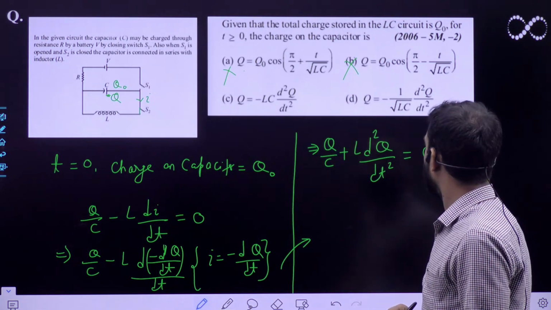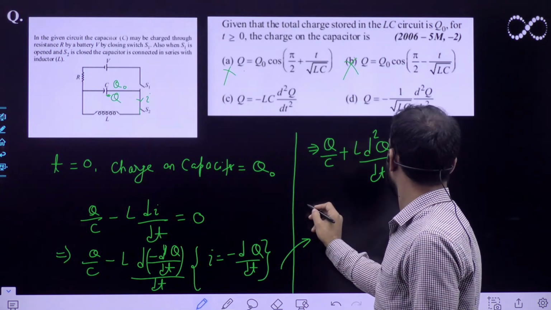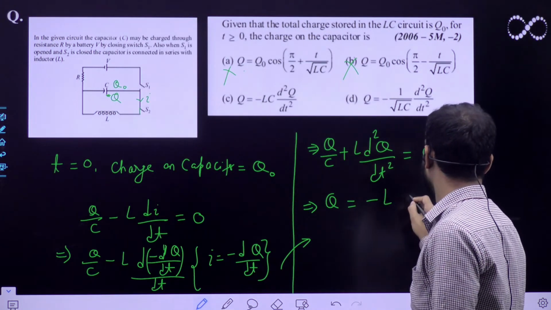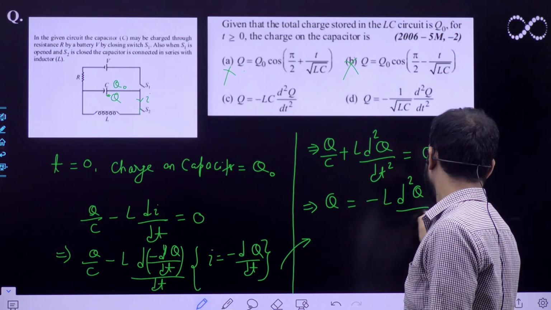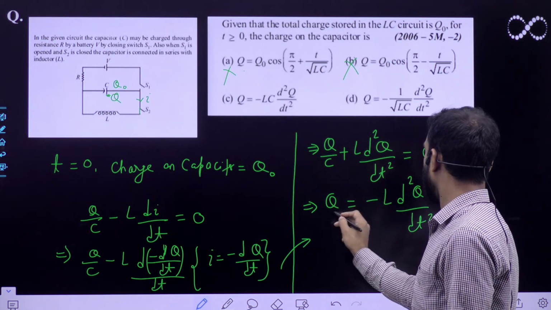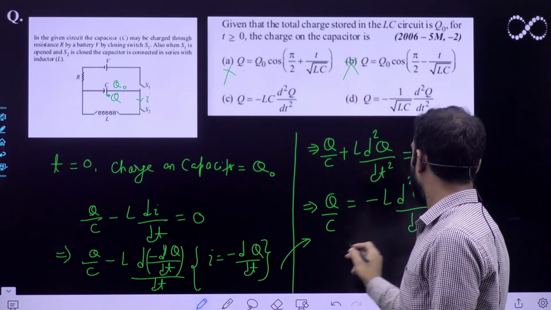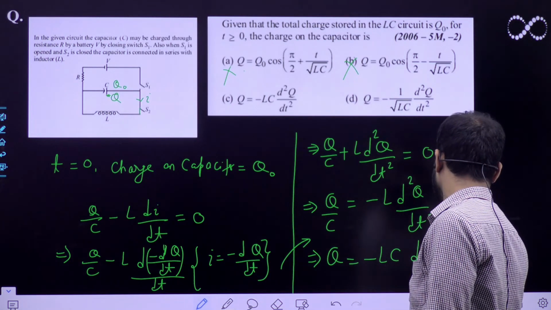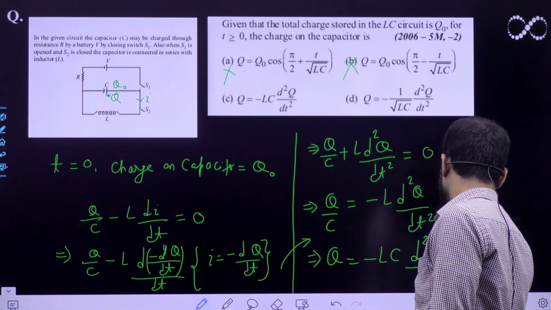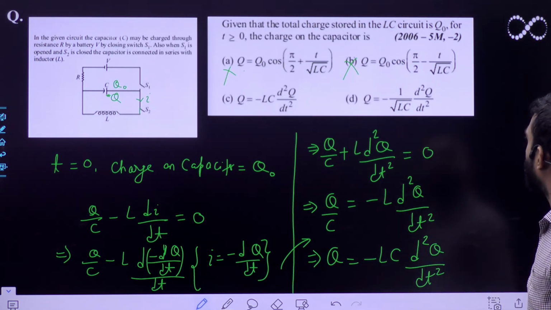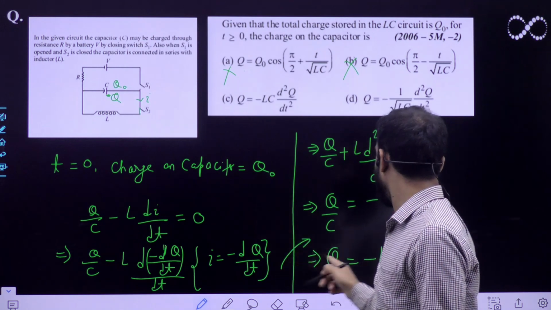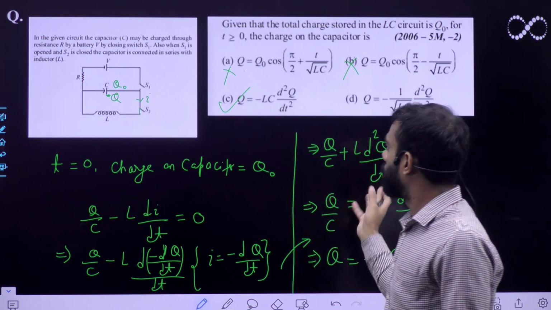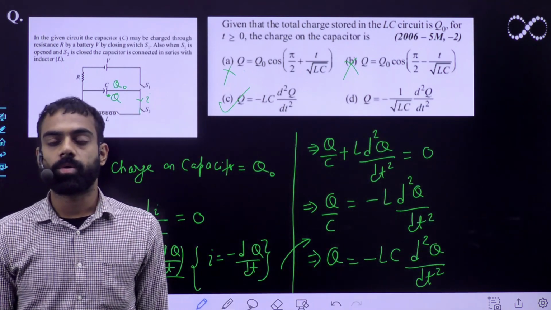So which option is coming here? You can take here capital Q is equal to minus L d2Q upon dt square, upon C. So this will become capital Q is equal to minus LC d2Q upon dt square. So see which option is coming here. Option C is coming here: minus LC d2Q upon dt square. So option C is matching. Okay students, I hope you understood this question.